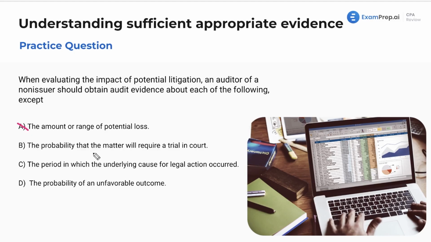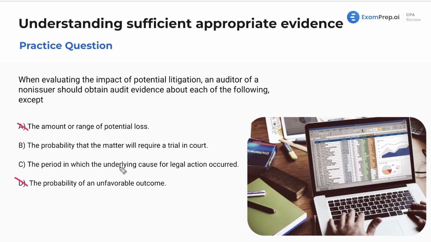What about the probability that the matter will require a trial in court? Well, that's not something I have seen. It's not something I'm familiar with. Basically what I'm saying is it's not the right answer. We're concerned with how likely it is to happen, right? Because if it's likely to happen, then we might have to disclose it. So the probability of an unfavorable outcome, yes, we would want to know that as well.